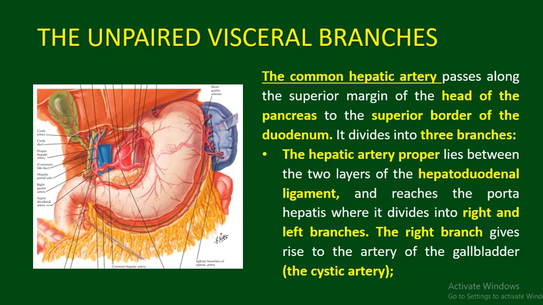The right branch gives rise to the artery of the gallbladder. This is the artery of the gallbladder, that's the cystic artery.